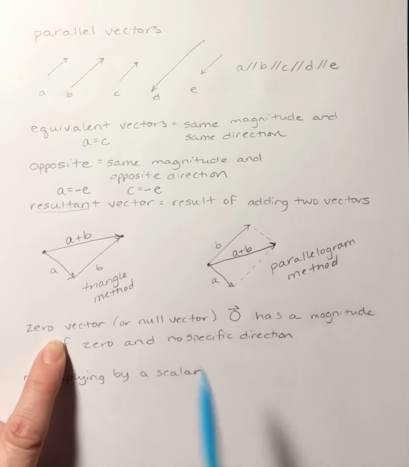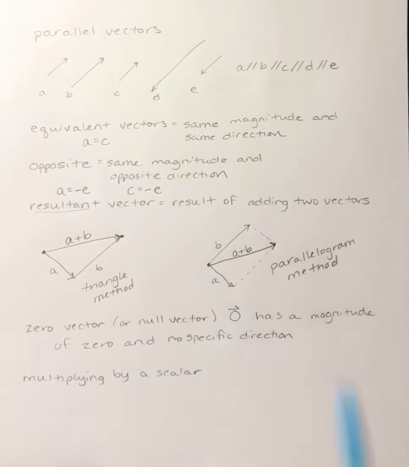The 0 vector, or the null vector, has a magnitude of 0 and has no specific direction. It's just kind of like in math when we have the number 0, we still need some kind of a placeholder. So there is a 0 vector.